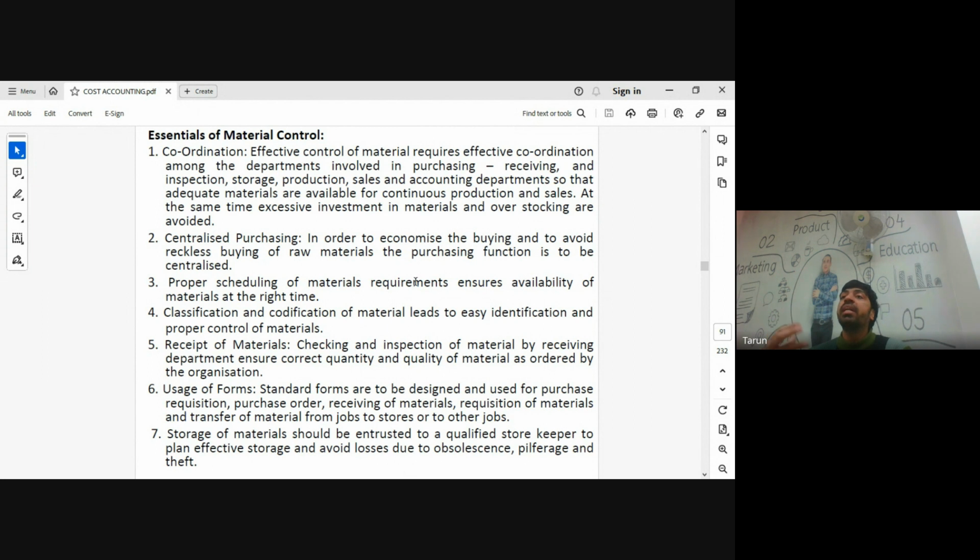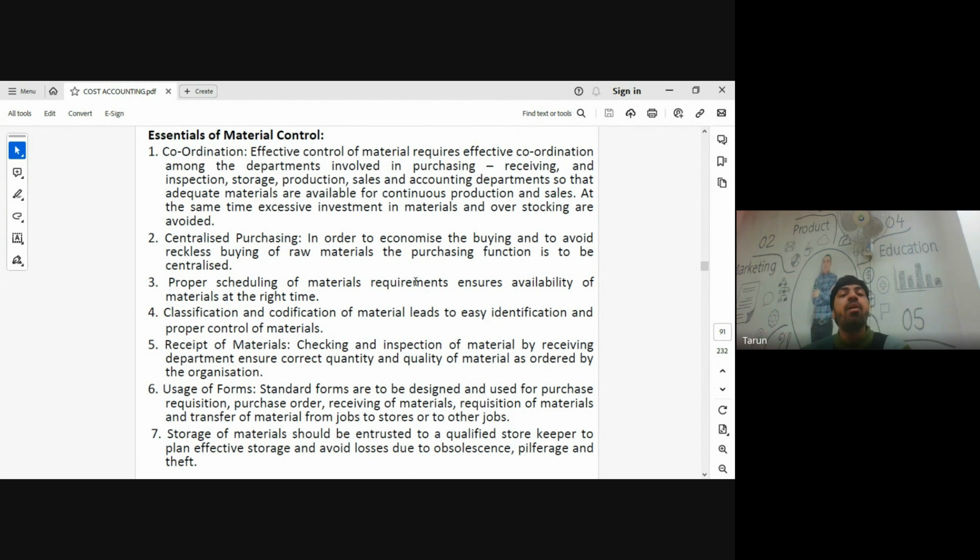It is very important that when you store the material, it has some codes, or you do a coding on that material, so that it can be easily identified and properly controlled without any issue of overstock. Next one is receipt of materials. It is very important that the receiving department checks and inspects the materials, in order to ensure that the correct quantity and quality of the materials is being ordered by the organization. Next one is usage of forms.